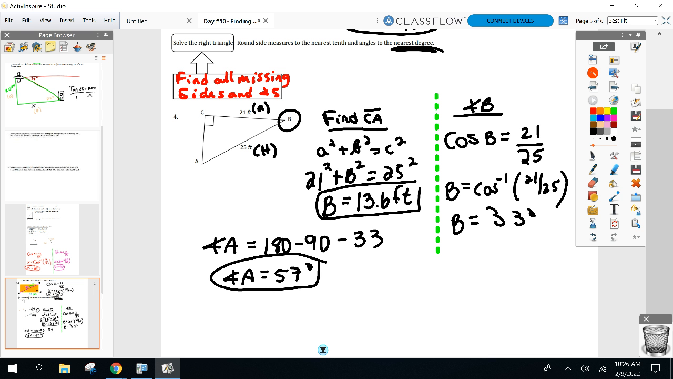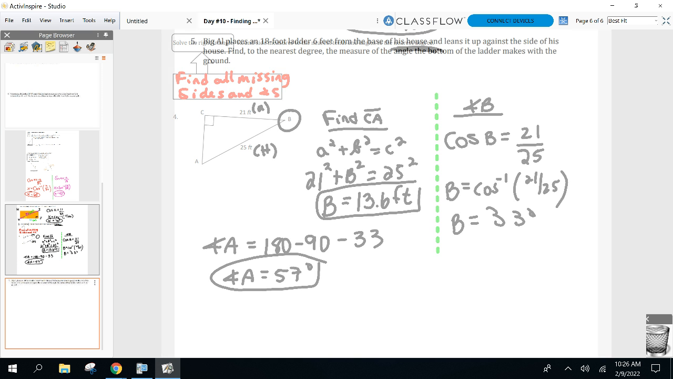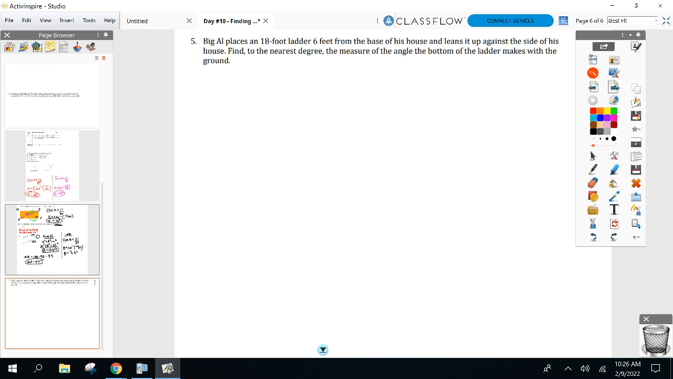We got one more. Are we done? Can't go without that one. Oh, the old ladder against the wall, huh? Go ahead. Can you set up the diagram on your own? Come on now. I don't need to see a fancy ladder. Just draw a right triangle.